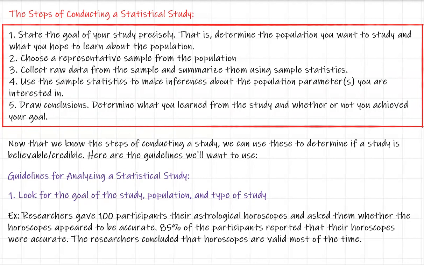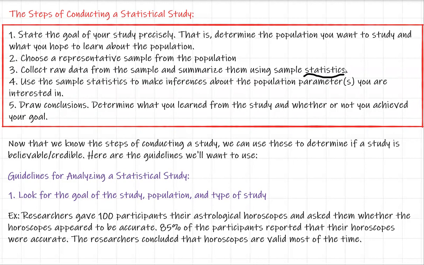Then our next step is to make sure we choose a representative sample from the population. We talked about that a little bit already, using whatever method would best work to find a representative sample and making sure it reflects the population. And then in step 3 we collect raw data from the sample, and we summarize it using our sample statistics, those values that we calculate from the sample. Remember, in this case we're using statistics in the second definition. It's referring to values that we calculate from the sample, not the study of, right?